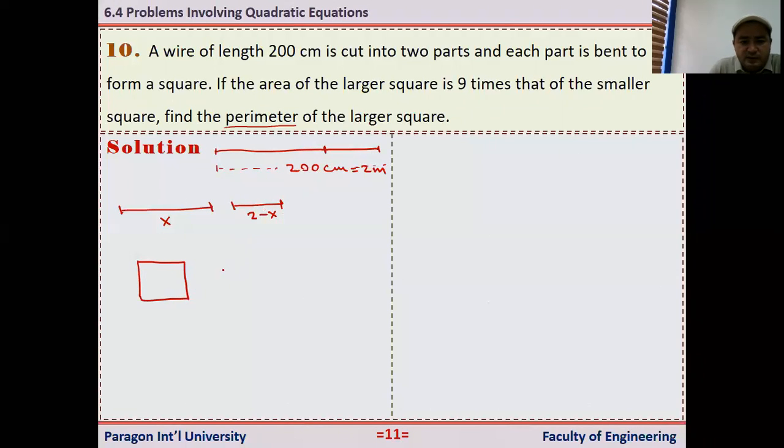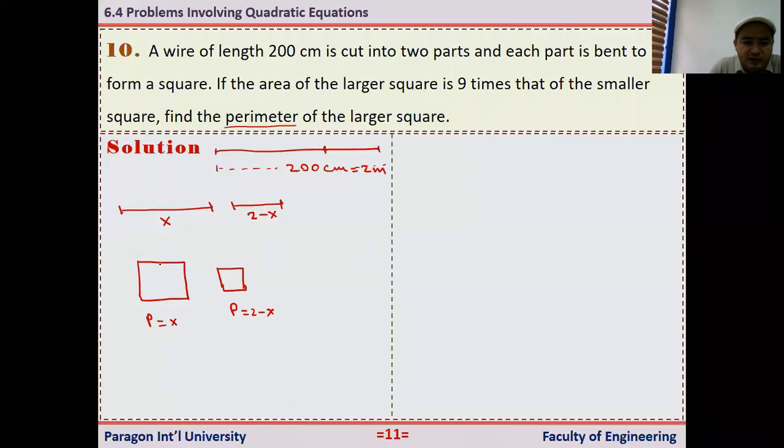And also using this piece, we are bending and forming a smaller square. Okay. So what is the perimeter of the square? We use this piece of wire to make the square, so the perimeter of this one equals x. And how about the perimeter of this smaller one? It is 2 minus x.